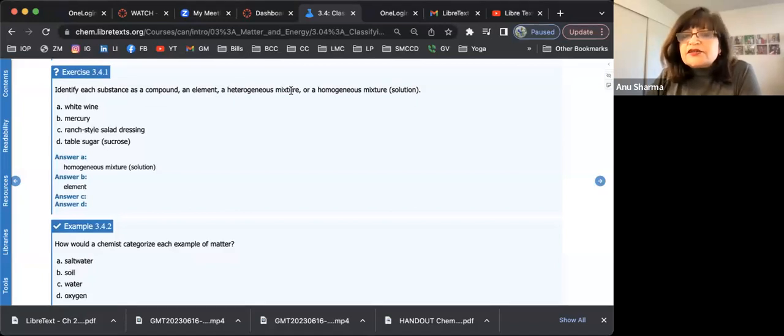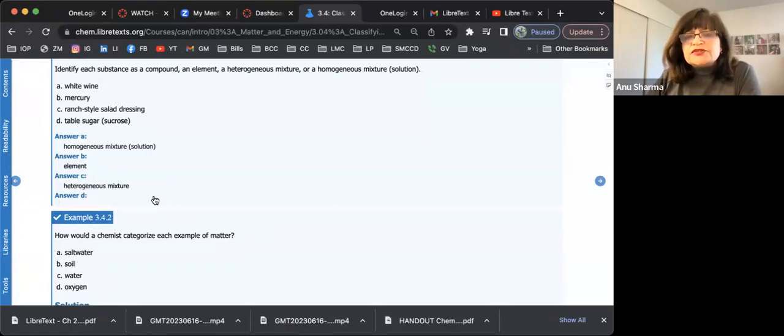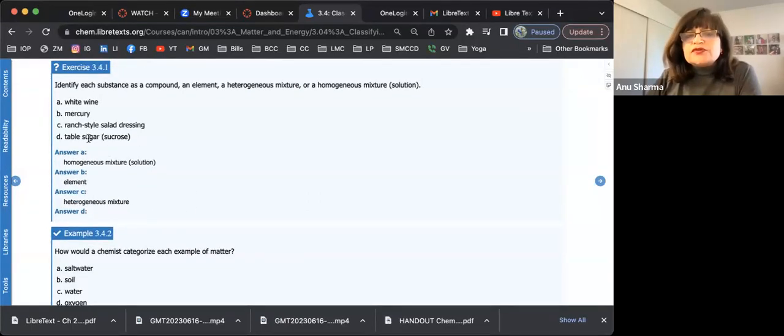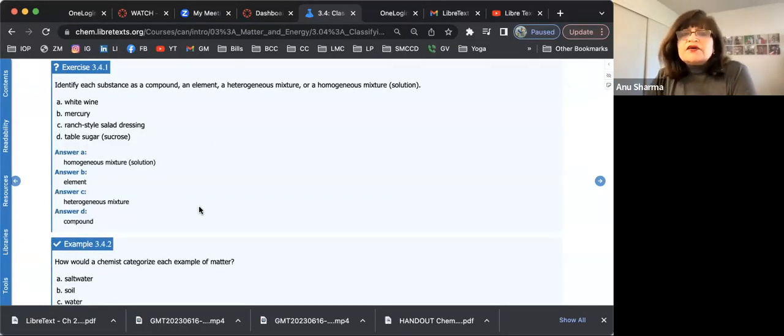Okay, next is heterogeneous mixture. That means you will be able to see the individual components. So here, ranch style salad dressing, or forget the ranch style, salad dressing or salads, in all of them you can see the individual components. If you have not seen a ranch style salad dressing, just keep in mind that you can see the parts to it, so it's a heterogeneous mixture. Table sugar, if you've seen sucrose, table sugar, it's all little white particles. So it is a pure substance, but more of a compound. Okay, so that's the way you identify.